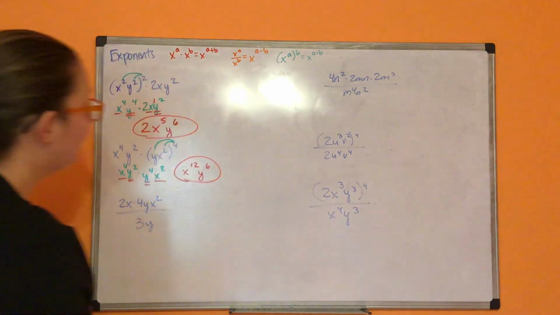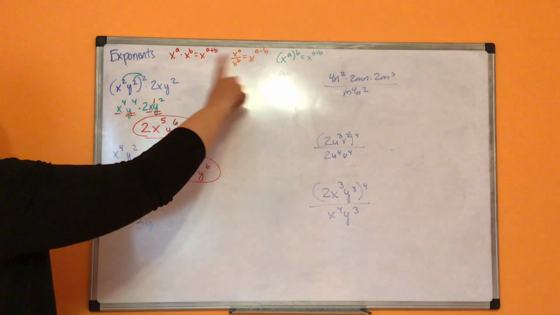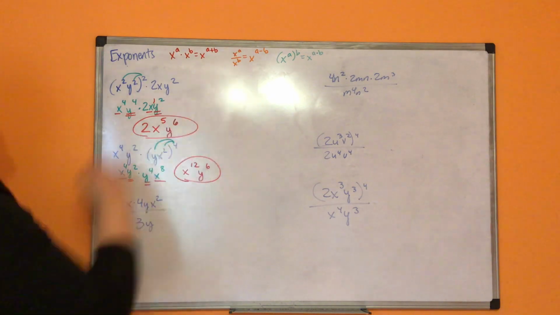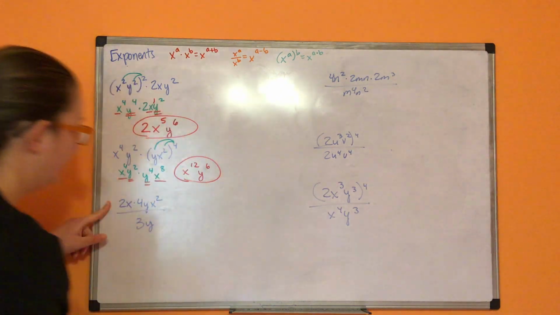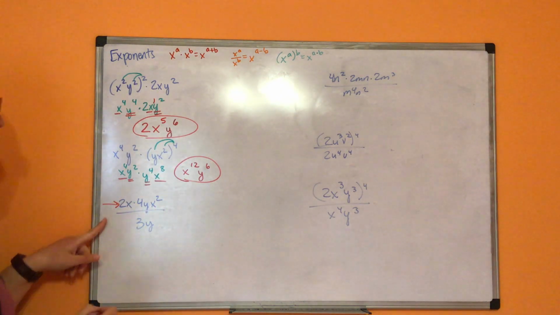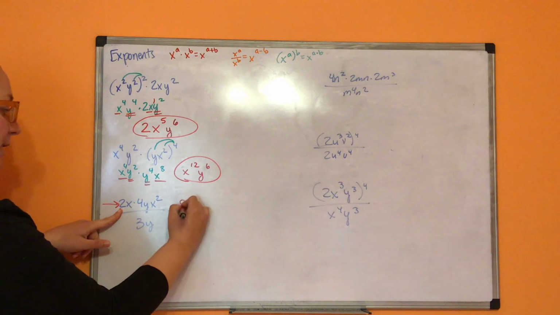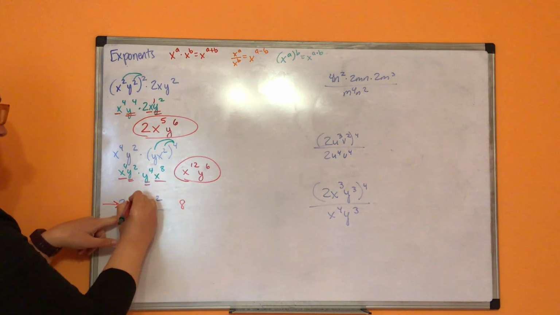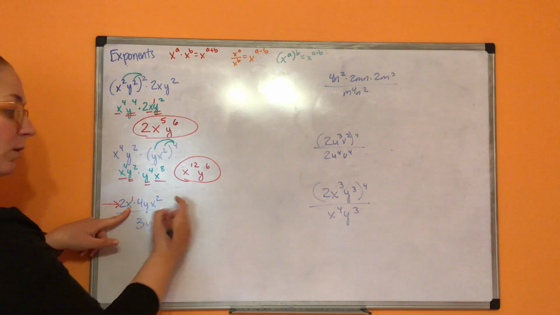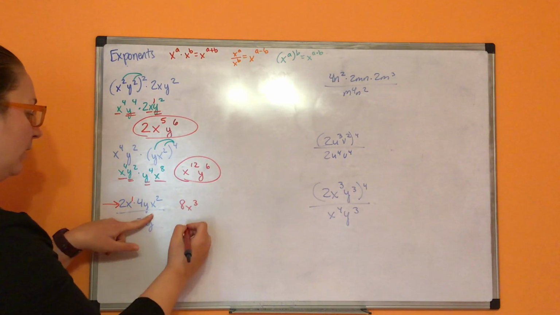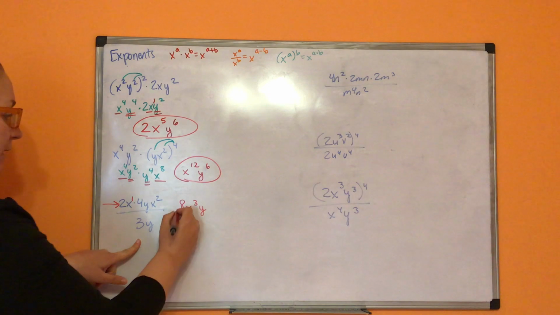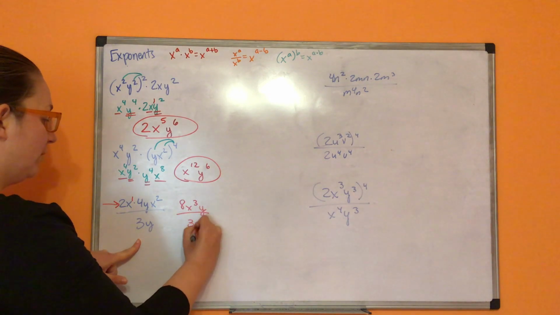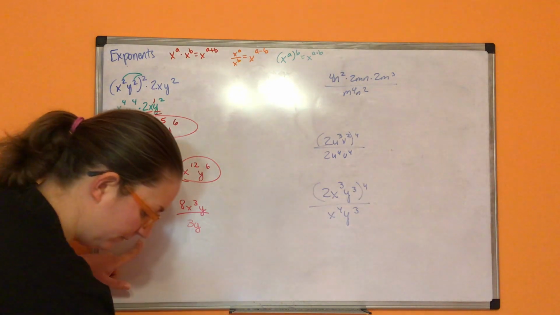The next one combines my product rule and my quotient rule. Since I have something that can be simplified in the top part of the fraction with product rule, that's where I'm going to start. Start by doing product rule up top. 2 times 4 is 8. X to the 1 times x squared, or x to the 1 plus 2 is x to the 3. Only one y on top, so it's going to stay the same. Denominator is just 3y. We haven't messed with that yet.